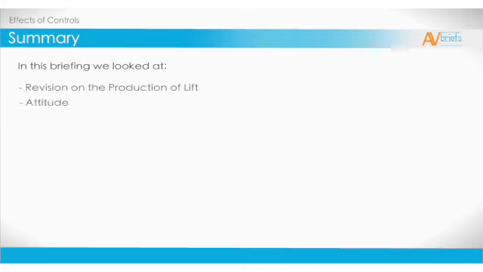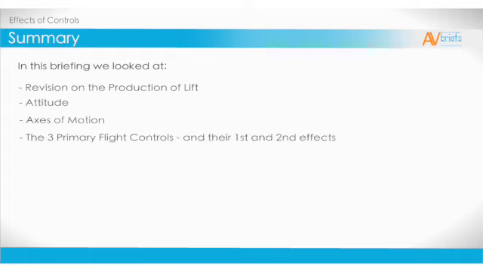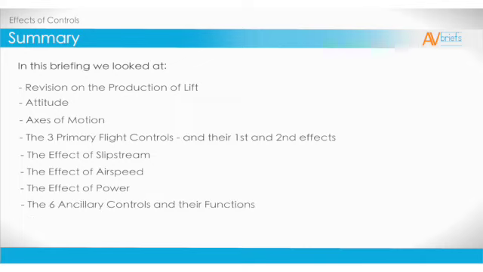Let's now summarize our learnings from this lesson. In this briefing we looked at revision on the production of lift, attitude, the axis of motion, the three primary flight controls, and their first and secondary effects, the effect of slipstream, the effect of airspeed, the effect of power, as well as the 6 ancillary controls and their functions.